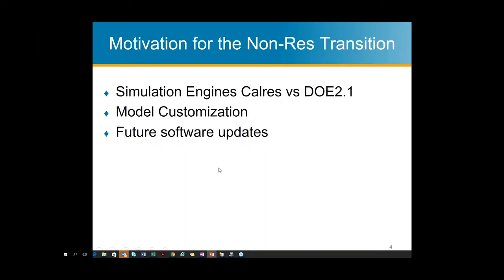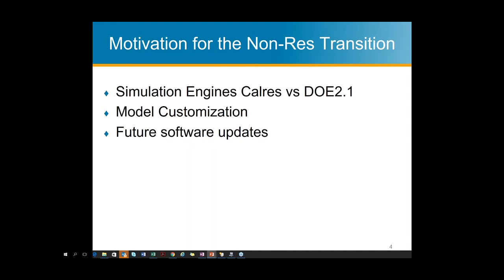So the motivation for this transition came down to us from the CPUC that we needed to model in non-res because of the simulation engine. Residential software version 5 uses CalRes, while non-res uses DOE 2.1. 5 and 7 both use this engine, but it's not the latest software. DOE 2.2 is the latest software, and it's more likely that EnergyPro 7 as opposed to EnergyPro 5 is going to be updated in the future. So that's why we're also transitioning to EnergyPro 7.